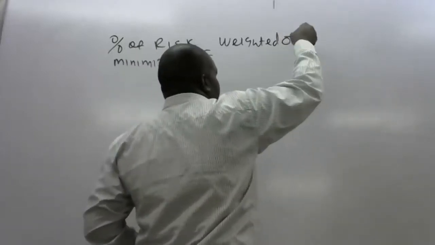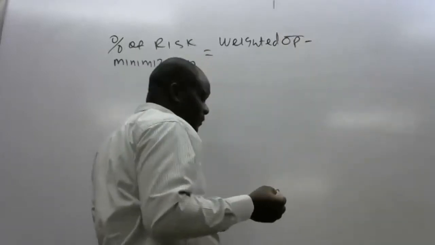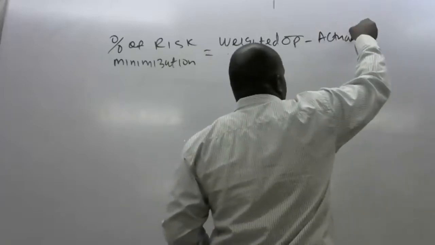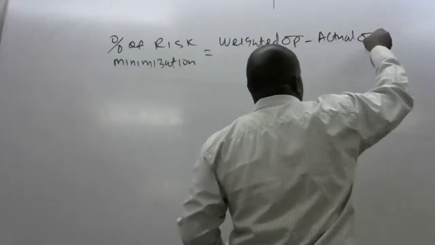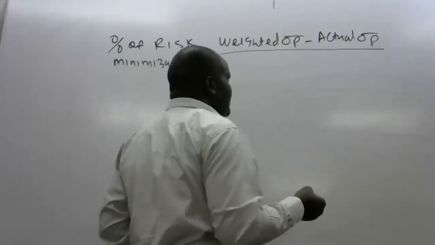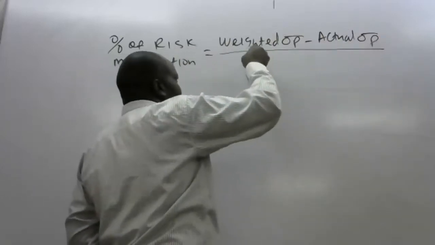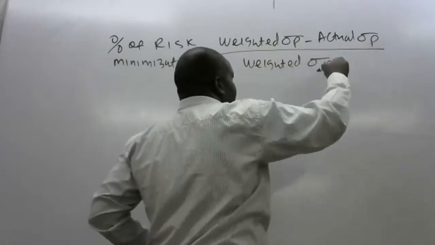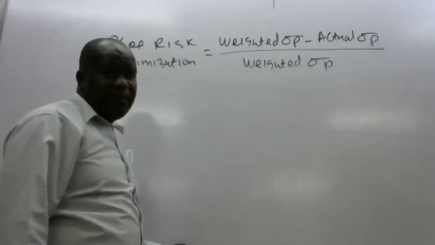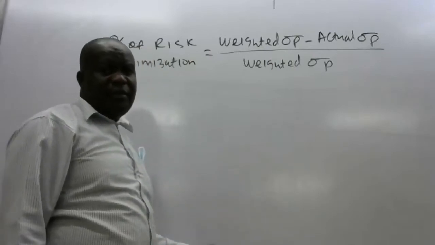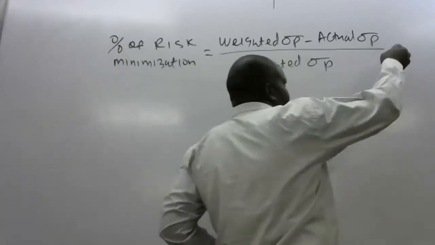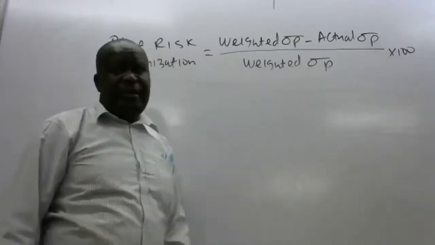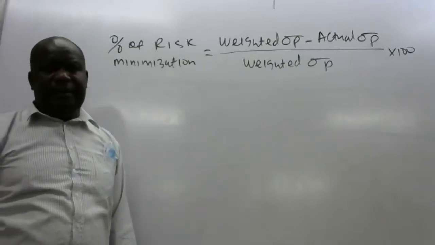Weighted standard deviation for the portfolio. We subtract the actual standard deviation of the portfolio, and it is also divided by the weighted standard deviation of the portfolio. Once we have it, we normally express it as a percentage.